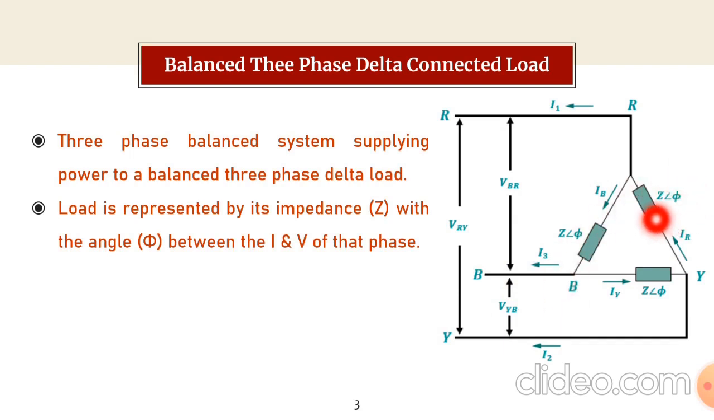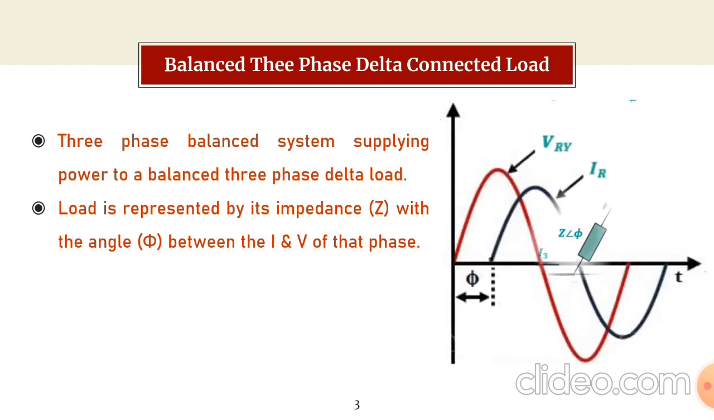It means that Z is the impedance of the load connected to this particular phase, and phi represents the angle between the voltage across this phase and the current flowing through this phase. For example, let us take the voltage across this phase is VRY. This phase is connected to R phase and then Y phase. Therefore, voltage across this phase is VRY, and the current flowing through this phase is IR. Hence, this phi represents the angle between VRY and IR.